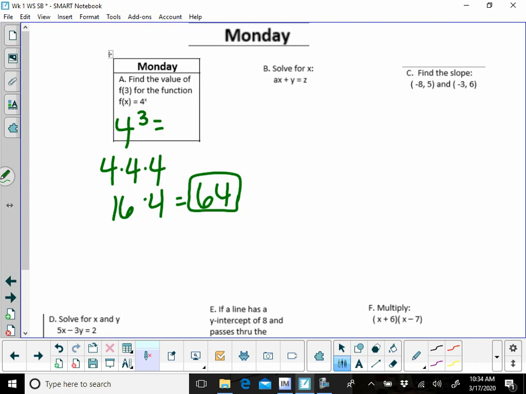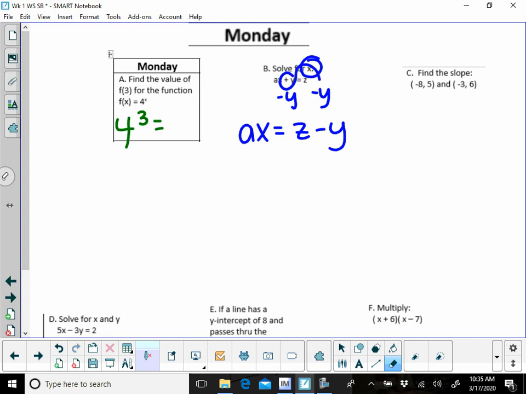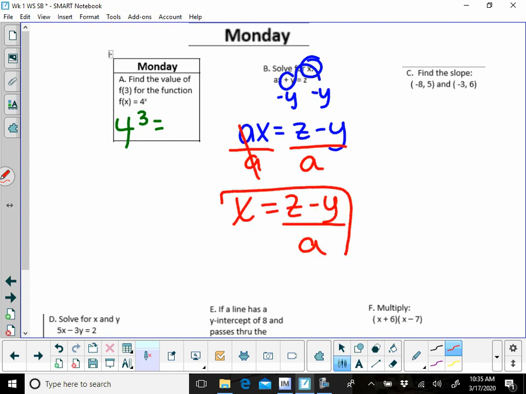Letter B here is a literal equation, remember, where we're trying to get whatever letter they give us by itself. For letter B, the first thing I need to move to try to isolate x is my y. So I'm going to move my y over here, so it's going to be ax is equal to z minus y. Then in order to get x all by itself, I'm going to divide by a. So our final answer should be x equals z minus y all over a.